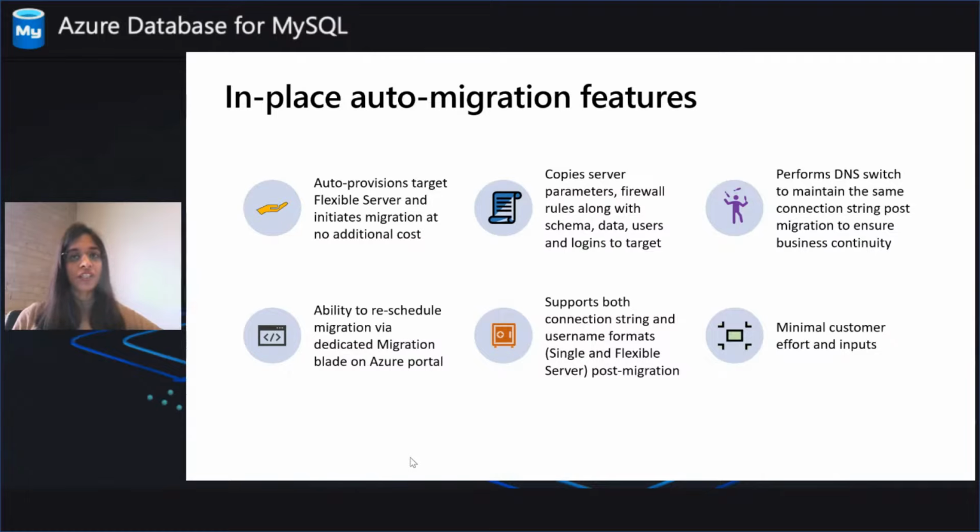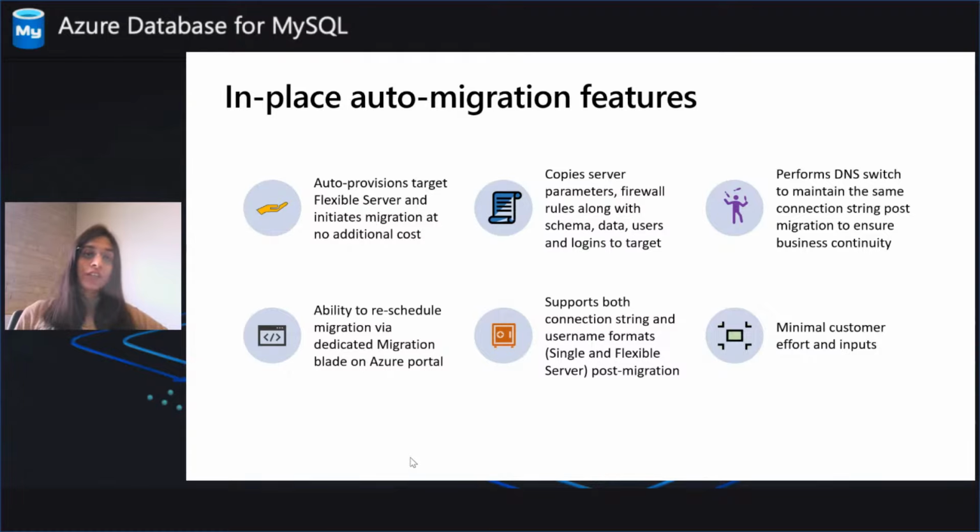We also perform the DNS switch and cutover within the planned maintenance window so that we are able to maintain the same connection string. Post-migration, this ensures business continuity, and your clients and applications continue to connect to the target flexible server without any user-driven updates. In the same manner, the username format and connection string that is now supported on the target flexible server support both the single server and flexible server formats so that there is no manual refactoring or source code changes needed to maintain business continuity.